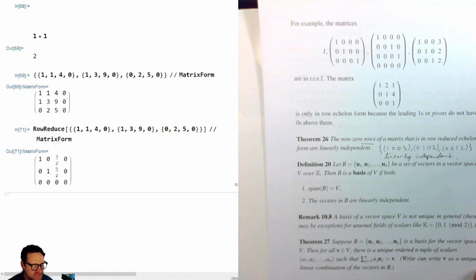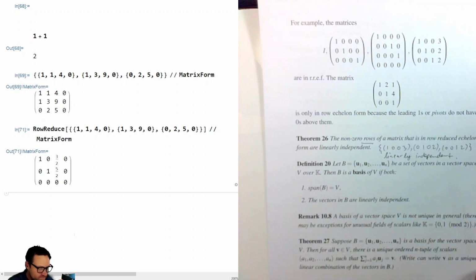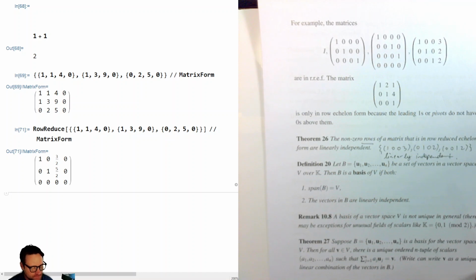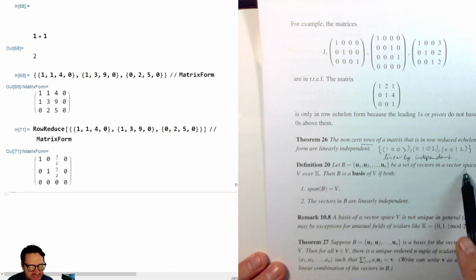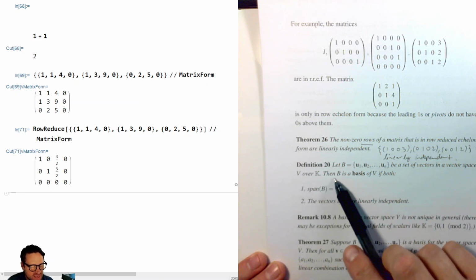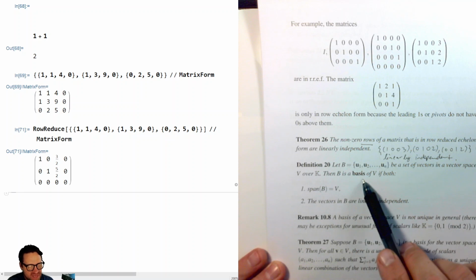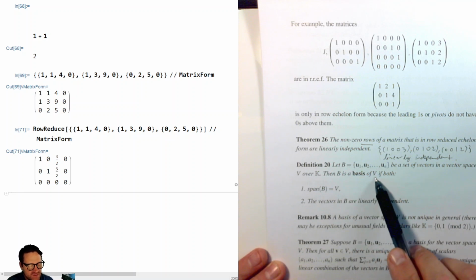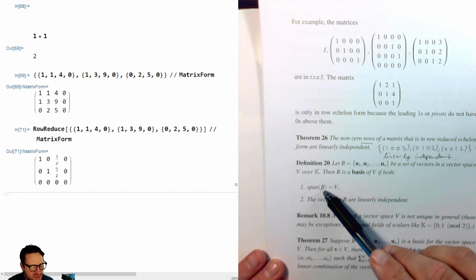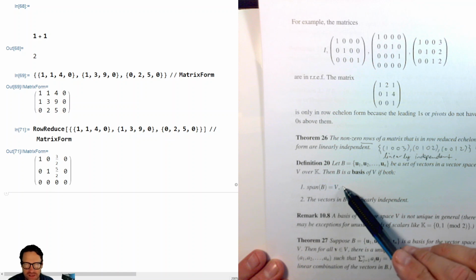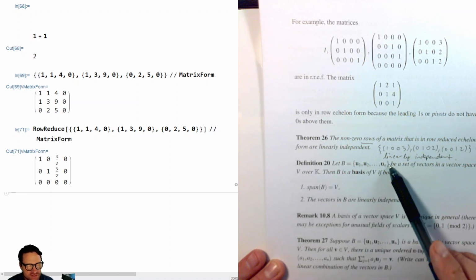Okay, definition 20. Let B equal to u1, u2 up to un be a set of vectors in a vector space V over K. Then B is called a basis of V if both of these following 2 conditions hold. The span of B is V. Now remember, that means that I can obtain every vector in the vector space V as a linear combination of these vectors.